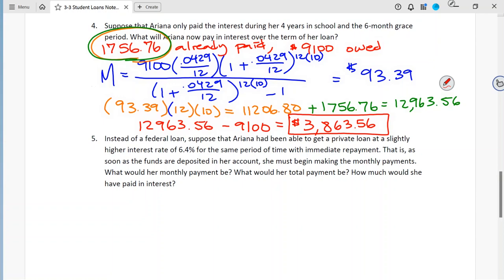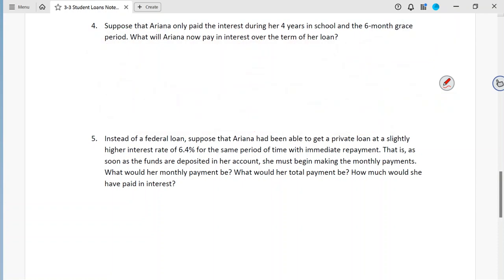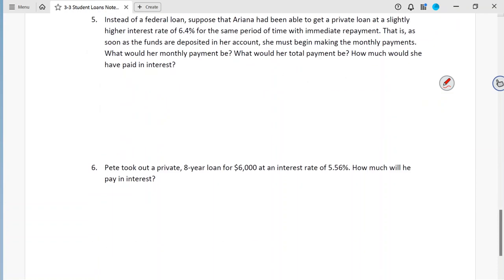That's the first question. So I'm going to erase the above so I have some more room. Okay, so the question is, now it's a new interest rate. What would her monthly payment be? That's the first question. What would her total payment be? That's the second question.